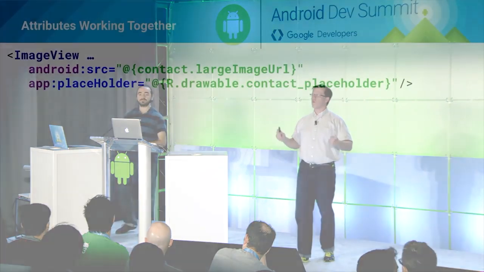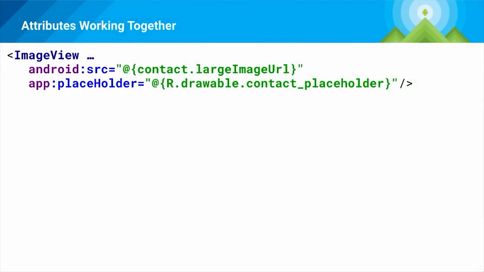But what if you want to do something more interesting? Let's imagine you want to have a placeholder for your annotation. Now, you have to do this with Picasso in the same call, right? You can't just say, in one call, call the load, and in the other one do the placeholder. So what we're going to do is merge it all together into one binding adapter.